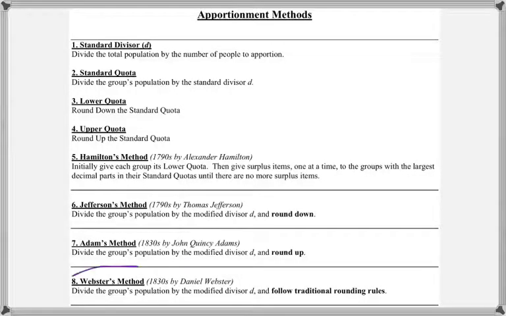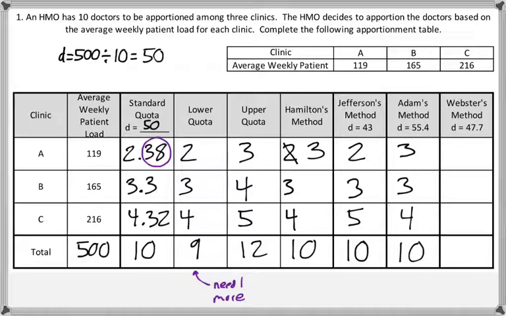The last method is Webster's method. And just like Jefferson's and Adams' method, we are starting over. And this says we need to divide the group's population by the modified divisor and then follow traditional rounding rules. So if we have a 5 or greater in the tenths place, then we need to round up that number. So I want to take 119 and divide it by 47.7. And I get 2.49. So this is going to round down to 2.